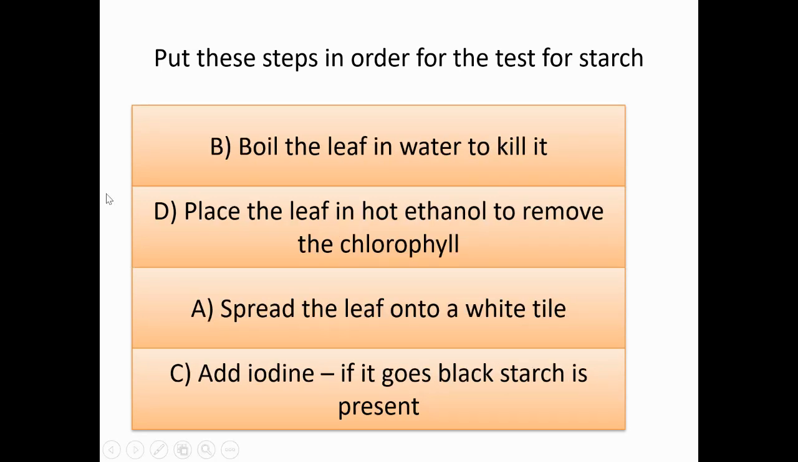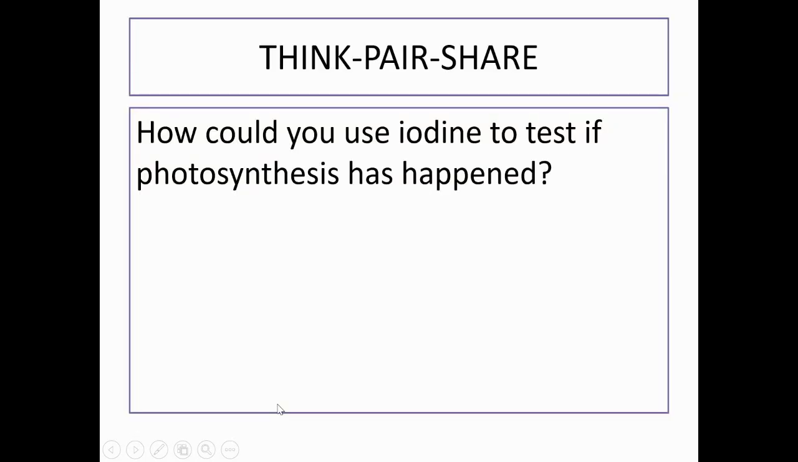Okay, welcome back. B comes first. First, you boil the leaf in water to kill it. Then D, you place the leaf in hot ethanol to remove the chlorophyll. Then A, you spread the leaf onto a white tile. And then C, you add iodine to see if it goes black. If it goes black, starch is present.